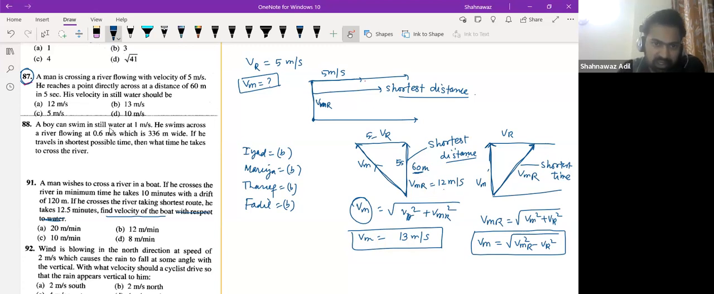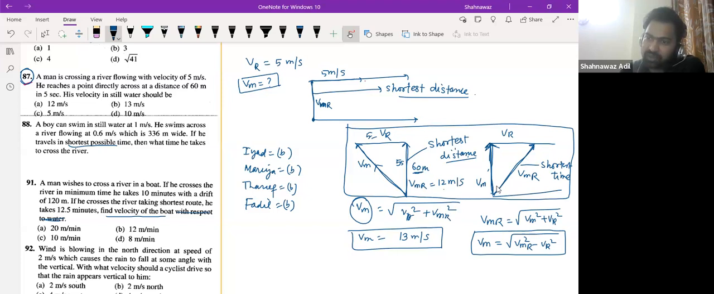So let's say in this case, shortest possible time means that he has gone in this direction. You have to be careful with these two terminologies. Whenever they say shortest time, this is the path. Whenever they say shortest distance, this is the path. So these are the two scenarios.